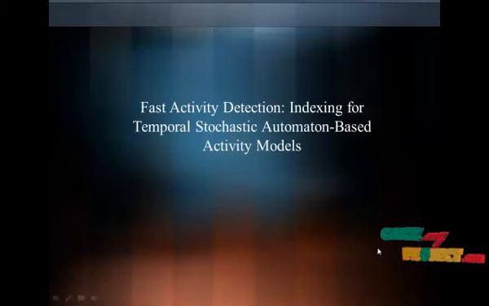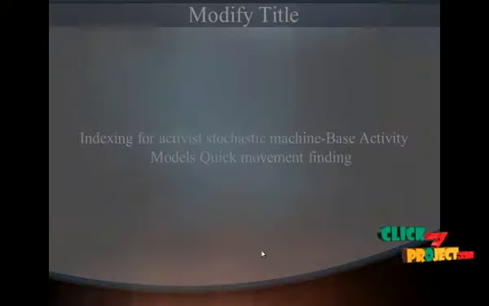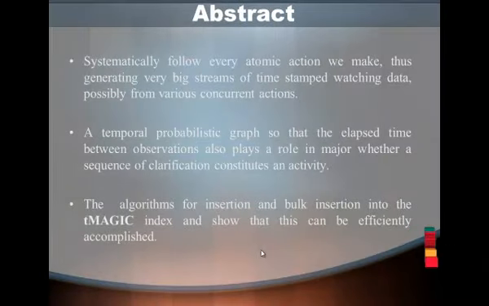Fast activity detection indexing for temporal stochastic atomic-based activity. Indexing for activity stochastic mechanism based activity model, for quickly finding movement. Abstract: systematically, every atomic action we make generates a very big stream of timestamped observation data, possibly from various concerns. A temporal probability graph so that the elapsed times between the observations also play a role in measuring a sequence classification of activity.